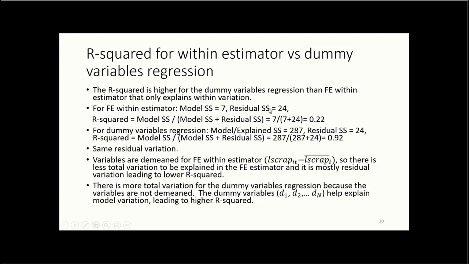You see how the model sum of squares is equal to 7. So in this formula, we mostly have residual variation, which leads to this lower R square. On the other hand, there is more variation for the dummy variables because these variables are not demeaned. So now we have much higher variation that we explain with the model, and these dummy variables actually help to explain the model variation, leading to higher R squared.